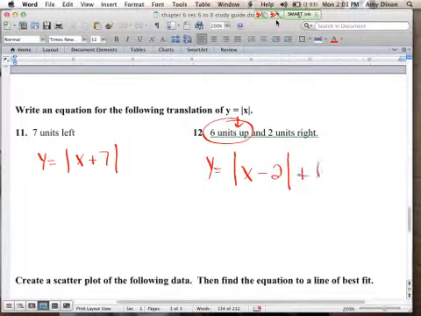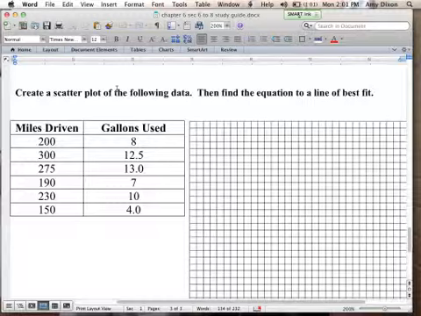All right, the scatter plot, we're going to put that in a separate video. So go ahead and watch the second part of Chapter 6 review.